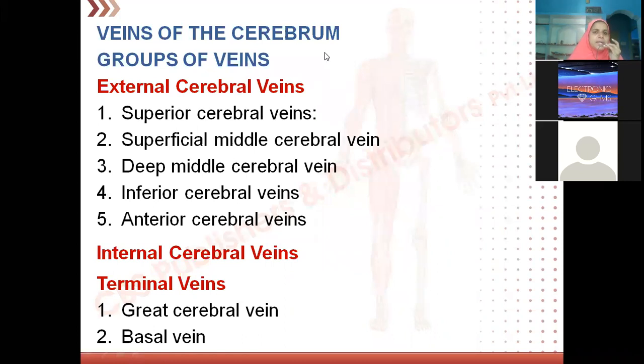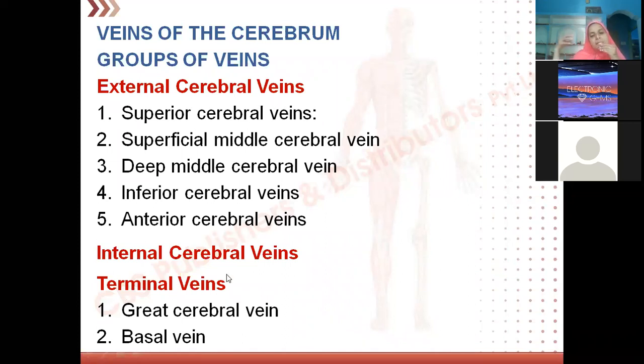So veins of the cerebrum, we have certain groups of veins, like superior cerebral vein, then superficial middle cerebral vein, corresponding to the names of arteries: superior cerebral vein, middle cerebral vein, deep middle cerebral vein. We had the middle cerebral artery just now, isn't it? Then inferior cerebral vein, anterior cerebral vein. All these veins are situated outside, so they are called external cerebral veins.